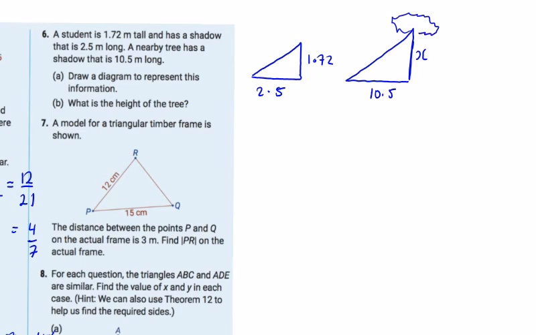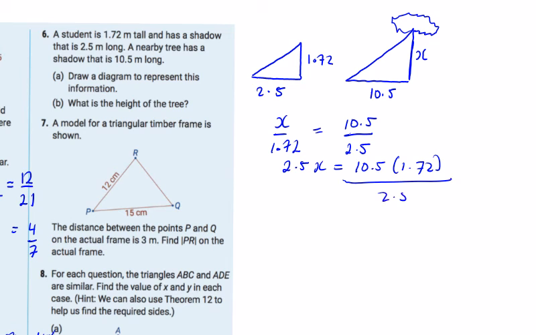If you wanted to put some sort of tree diagram to represent the tree, you could. So we're looking for x. 1.72 is the equivalent side. We have 10.5. We have to use that. 2.5 is the equivalent. So 2.5x equals 10.5 by 1.72. So if I divide that by my 2.5, I'll get x to be 7.224 meters. We're not asked to round. I'll leave it at 7.224.